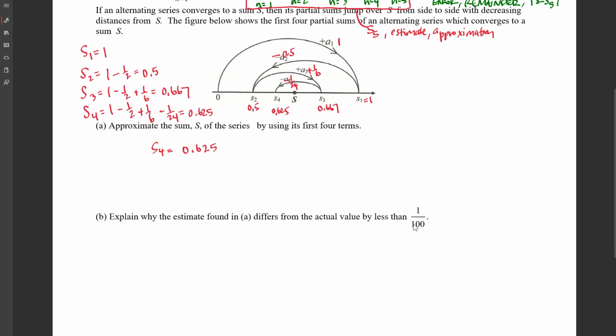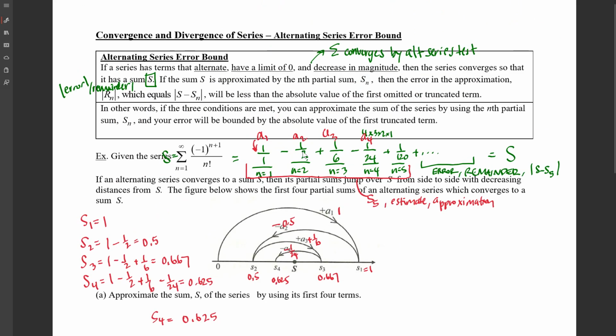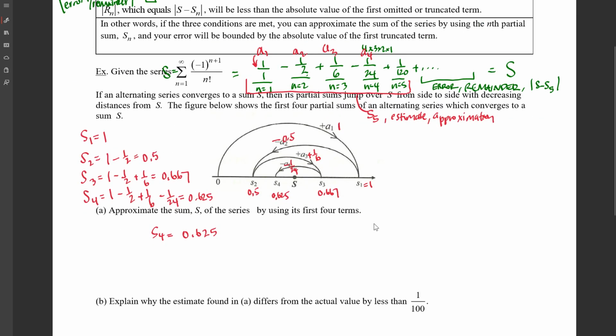All right, the next question says, explain why the estimate found in A differs from the actual value by less than 1 over 100. So let's think about what this alternating series error bound says. It says that if I have an alternating series that converges by the alternating series test, that means these 3 things are true. The terms alternate, have a limit of 0, and decrease in magnitude. Then the furthest I'll be from my S is the next A term.